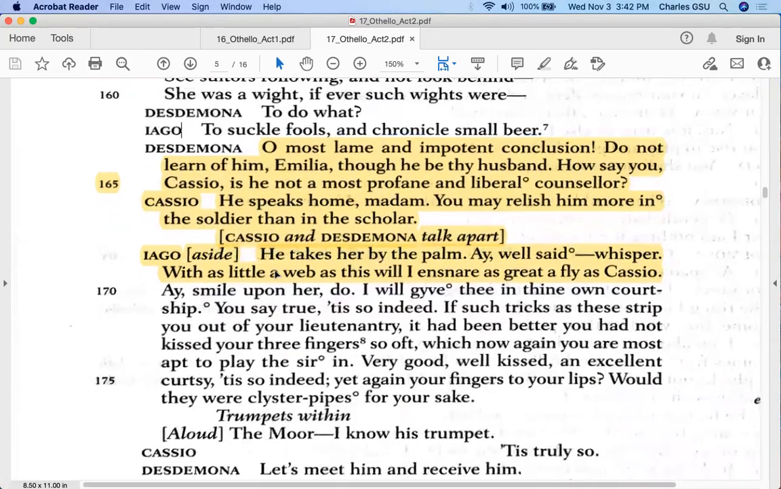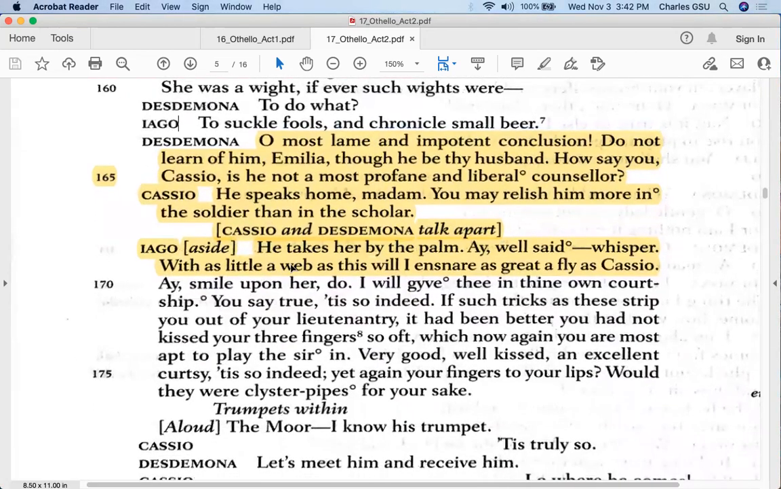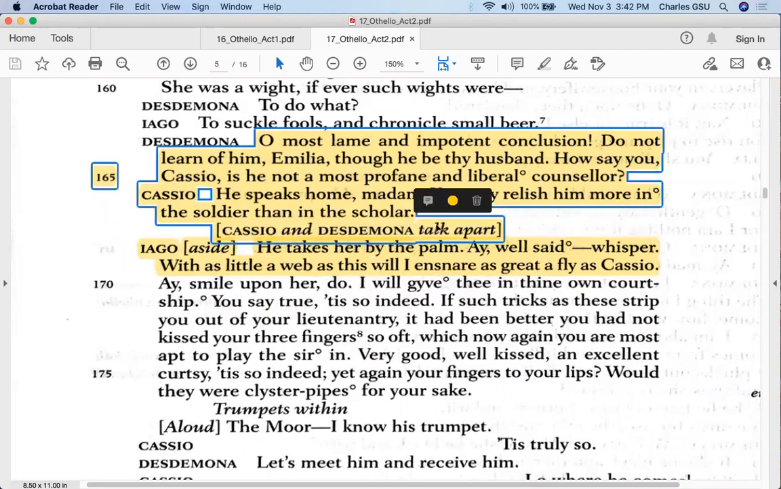And then Cassio and Desdemona talk apart. That's kind of important to note. Again, the action. So pay close attention to the stage directions, which are in square brackets.